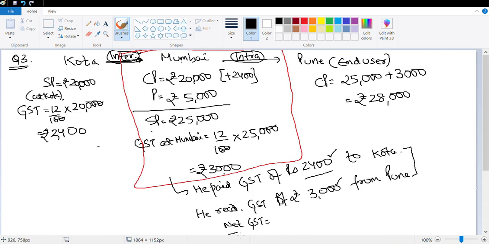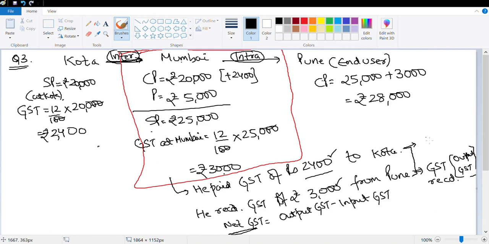Net GST would be the GST that the person in the middle, who is buying from someone and selling it to someone, not the end user, pays to the government. This will be the output GST minus the input GST. Now what does this mean? Output GST is the GST that he receives, so GST received. Input GST is the GST paid.